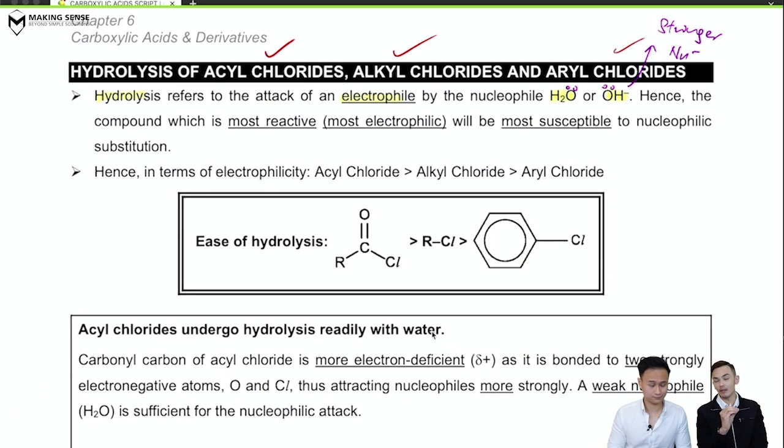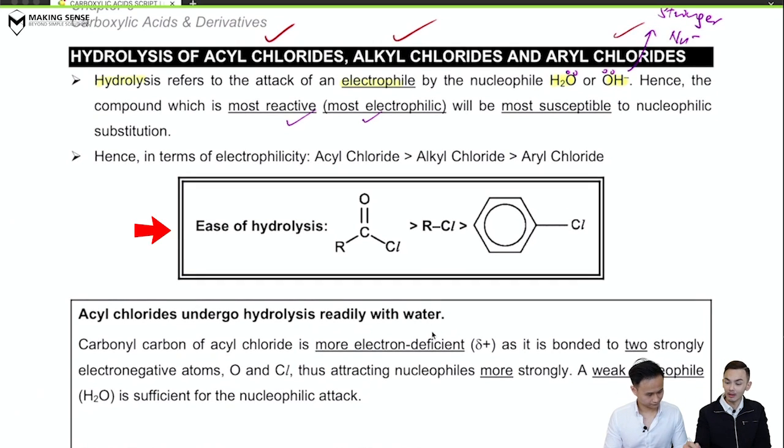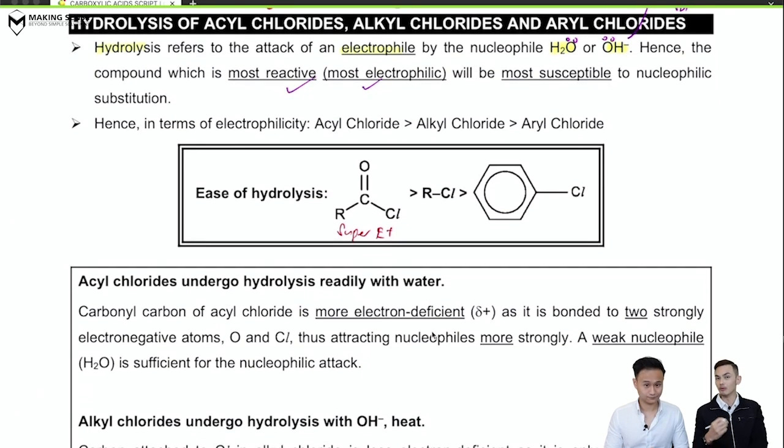All right, so if you're going to do a hydrolysis with either a weak nucleophile or a strong nucleophile, the compound which is the most reactive or the most electrophilic will be the easiest to do nucleophilic substitution. Let's break down the sequence of reactivity. Acyl chloride, which we term a super electrophile, is the most reactive. In terms of the conditions, do we expect the harshest condition or the mildest condition? Super mild, because it's so reactive, right? All right, let's write this down. If you're a super electrophile, you're going to require the mildest conditions to do a reaction.